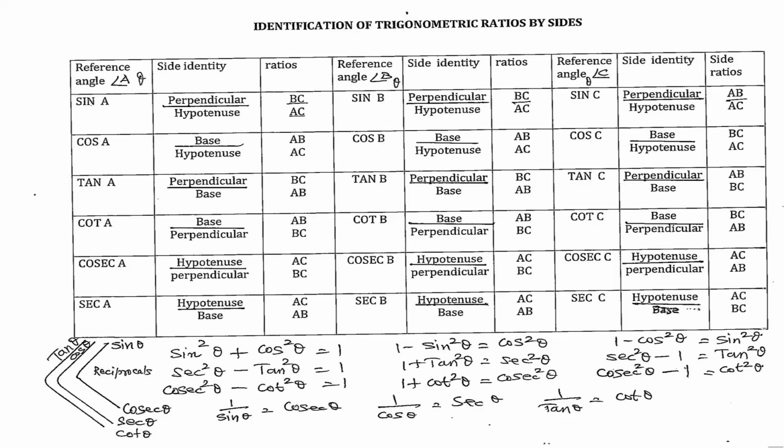Also, sec squared theta minus tan squared theta is equal to 1. Therefore, the corollary is 1 plus tan squared theta is equal to sec squared theta, and sec squared theta minus 1 is equal to tan squared theta. Now cosec squared theta minus cot squared theta is 1. Then 1 plus cot squared theta is cosec squared theta. Then cosec squared theta minus 1 is equal to cot squared theta. If you remember one equation, you can derive the corollaries by yourself.